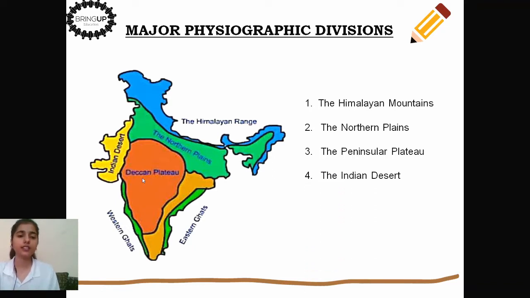The Indian desert is the yellow portion. The coastal plains run along the Arabian Sea and the Bay of Bengal. The islands have not been marked over here, but in the west we have the Lakshadweep Islands, and in the east we have the Andaman and Nicobar Islands. We'll discuss each and every division in detail one by one.